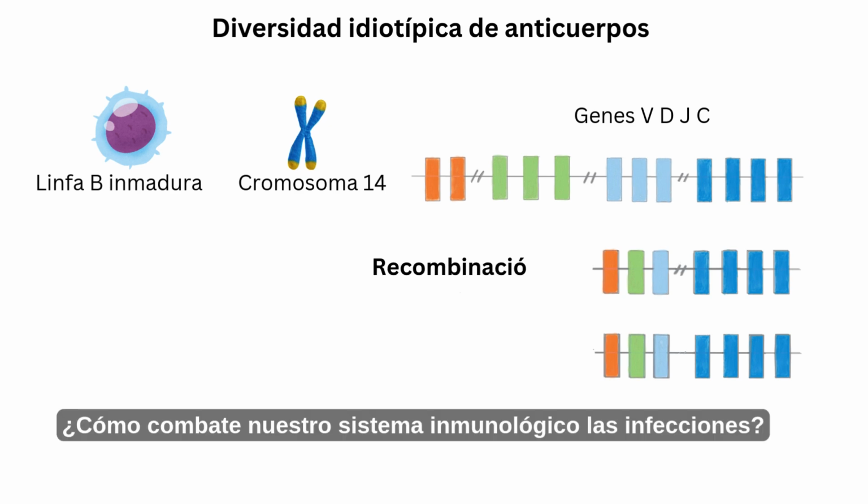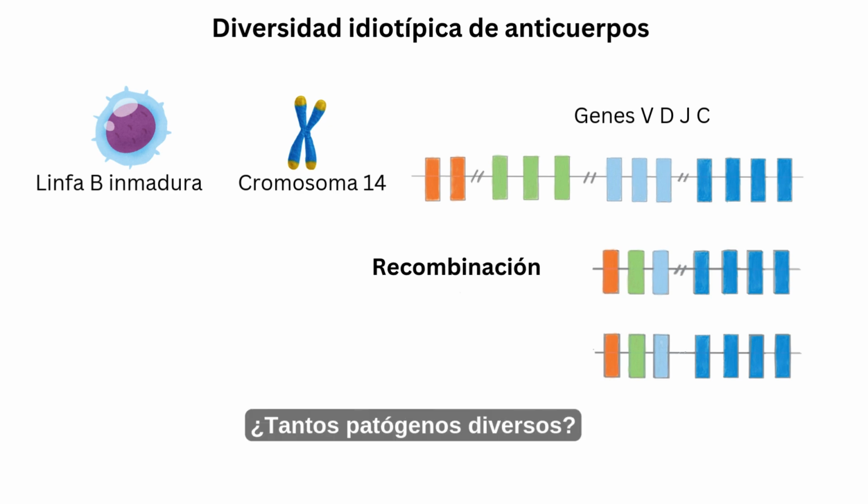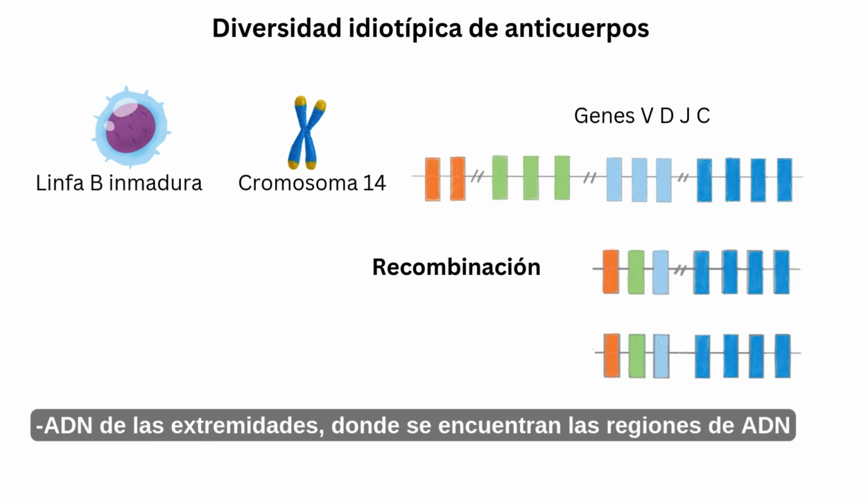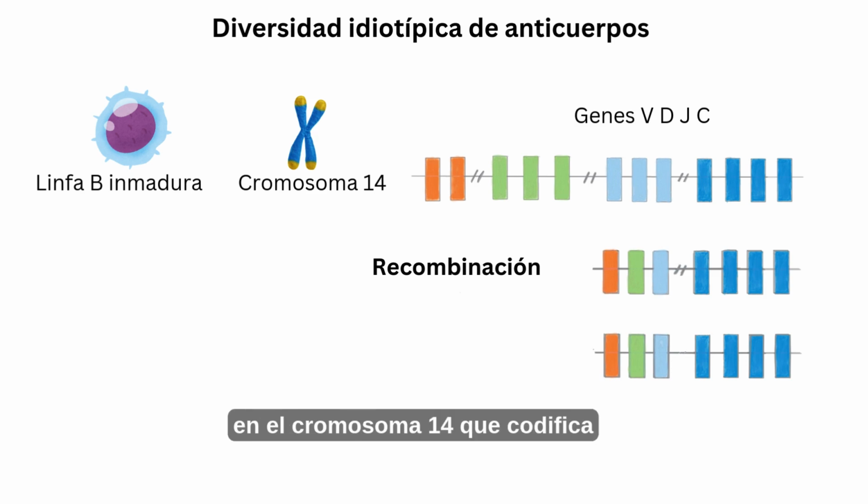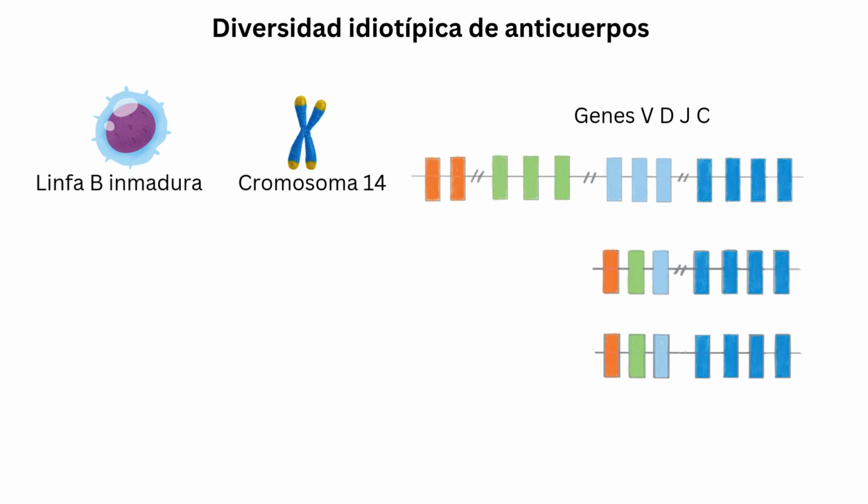How does our immune system fight infections with so many diverse pathogens? The key to this astounding diversity is DNA recombination in immature B cell DNA, where the DNA regions in chromosome 14 that code for V, D, J, and C gene segments undergo recombination. V stands for variable genes, D for diversity genes, J for joining genes, and C for constant gene.